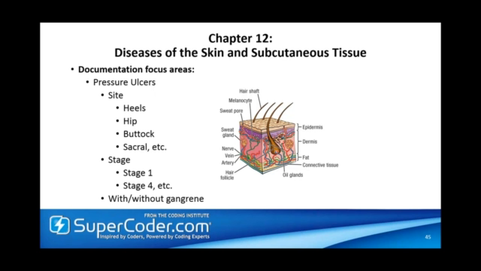The stage is also important. Code selection hinges on this detail. If the stage isn't documented, you need to query. Only select an unspecified code as a last resort. In addition to the site and stage, documentation must also indicate if gangrene is present.